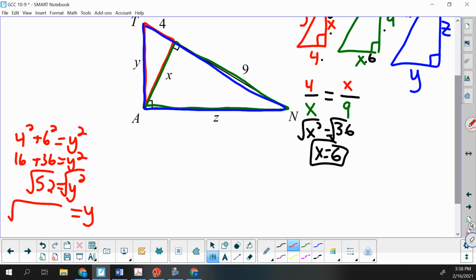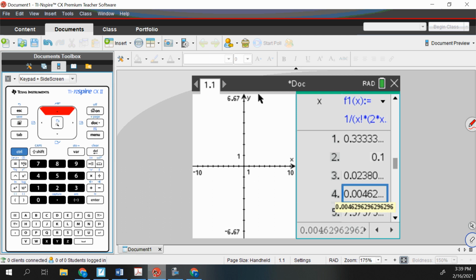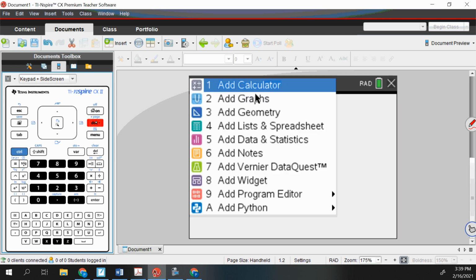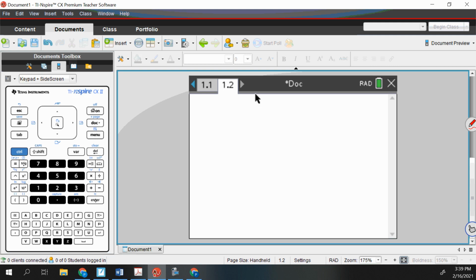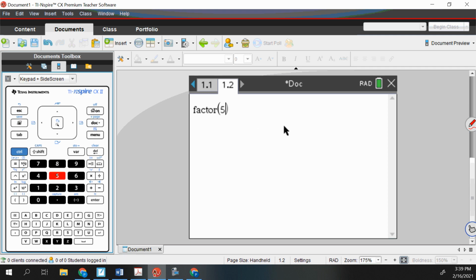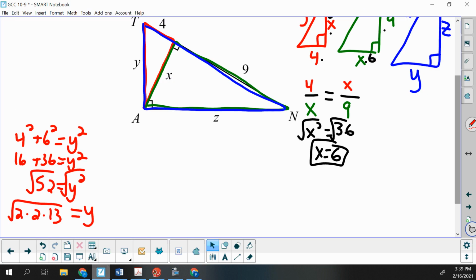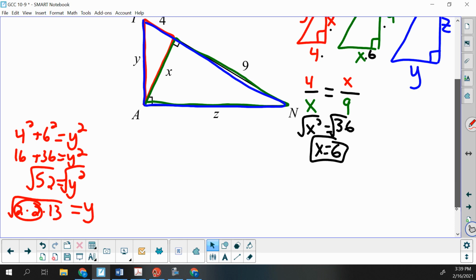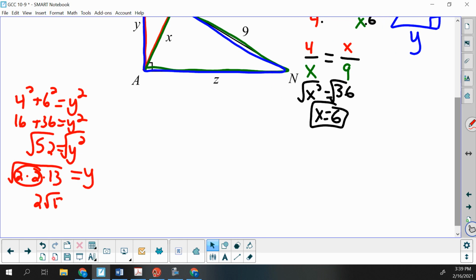So we'll do menu, number, factor for 52, and that'll tell us 2 times 2 times 13. So just a reminder of that. If you go to a calculator page, you can go menu, number, and factor, number 3, put in that 52, and that's where I got the 2 times 2 times 13 from. So you do that anytime the square root doesn't work out nice. For each pair, you put 1 out front, so we have 2 square root of 13 for y.